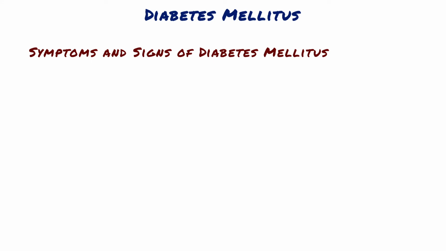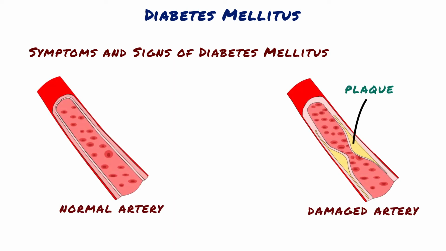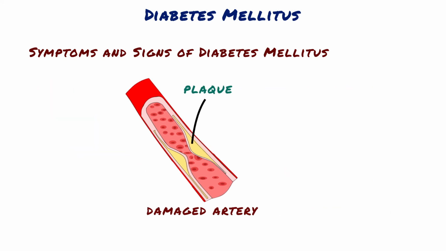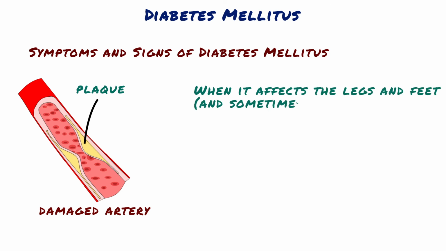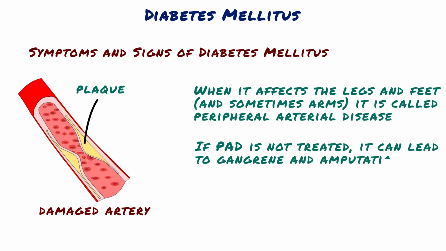In chronic diabetes, glucose damages the inner lining of both big and small arteries. The arteries respond by layering on plaque, a substance that fills in the arteries so that oxygen-rich blood has a hard time getting through to the eyes, kidneys, legs, and feet. That condition is called atherosclerosis, or hardening of the arteries. It can cause heart attacks, strokes, and prevent oxygen from getting to the legs and feet. When it affects the legs and feet, and sometimes arms, it is called peripheral arterial disease, also known by its initials PAD. If PAD is not treated, it can lead to gangrene and amputation. Because of its effect on the blood vessels, high blood sugar makes PAD worse and harder to treat.